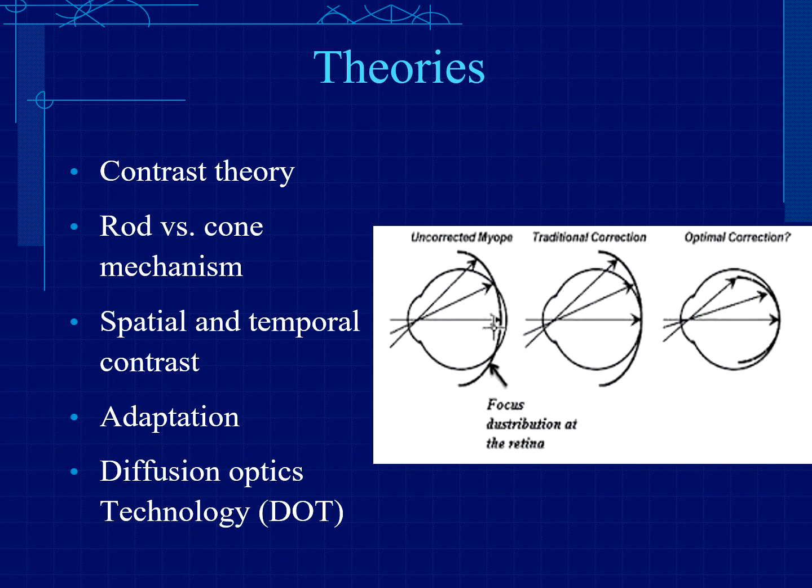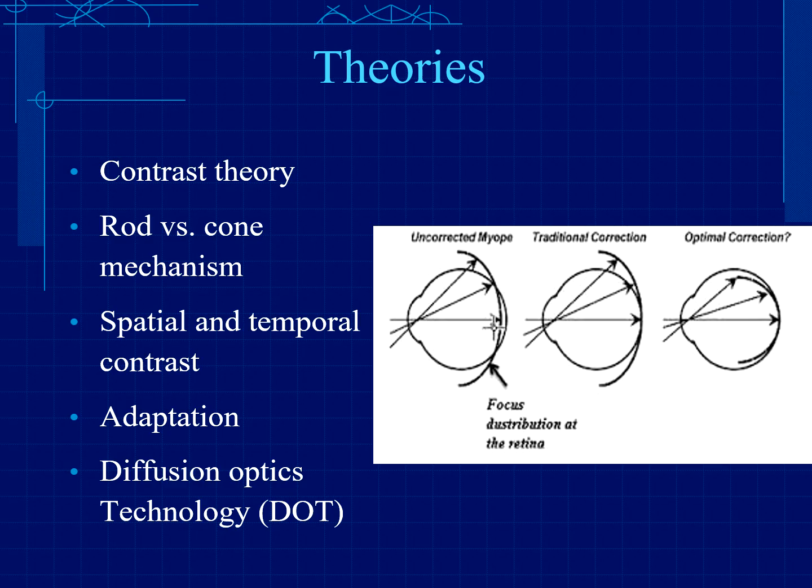There are many theories for myopia. This picture is a very important picture that I will use in the next slide. Please remember this picture, and I will show it again. But there are different theories for the increase of myopia. The first theory is the contrast theory.